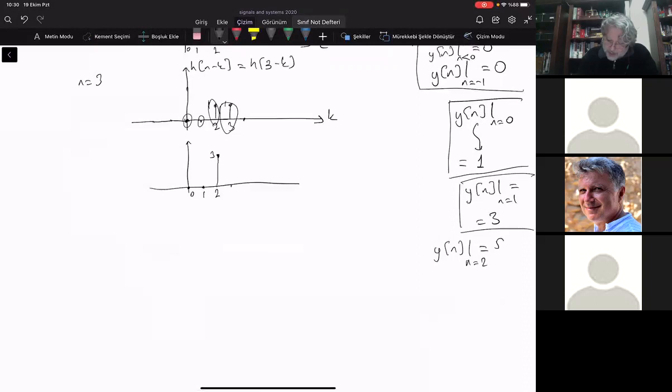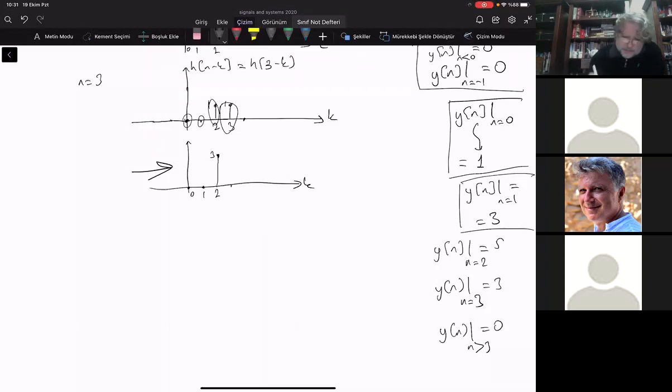So this time y of n at n equal to 3 is the summation of this signal from minus infinity to infinity for all k's. And it will be all zeros except at k equal to 2, which will give you a value of 3. So this is equal to 3. And afterwards, y of n for n greater than or equal to 4 is going to be all zeros. So we don't have to erase the last one because this is the last one. It was the last slide.